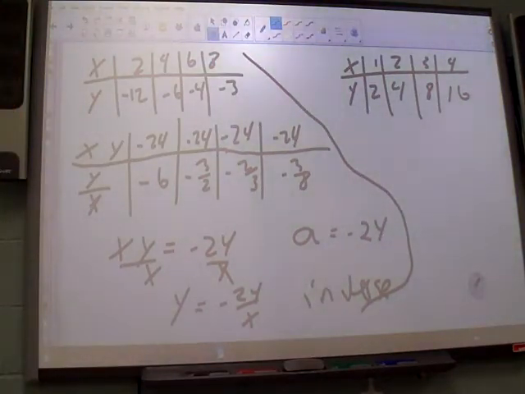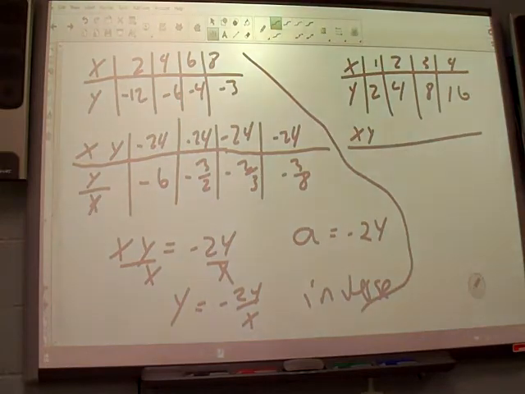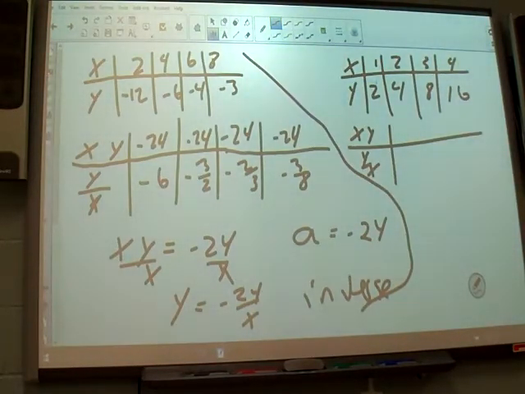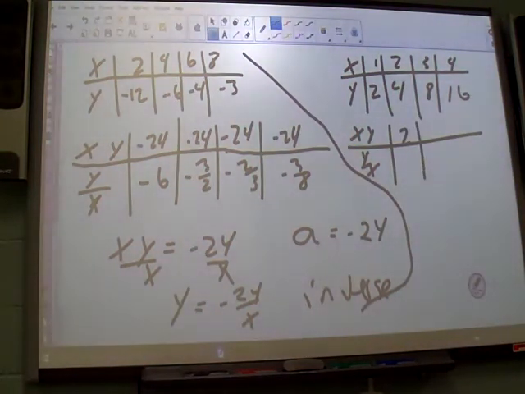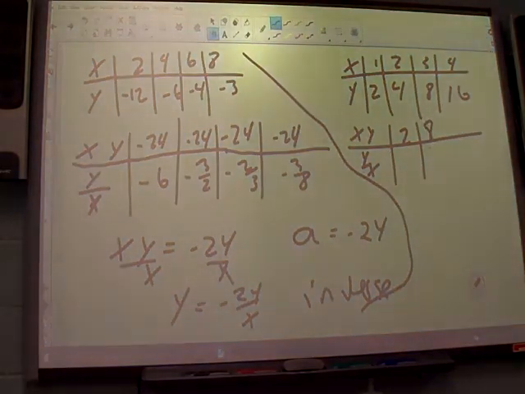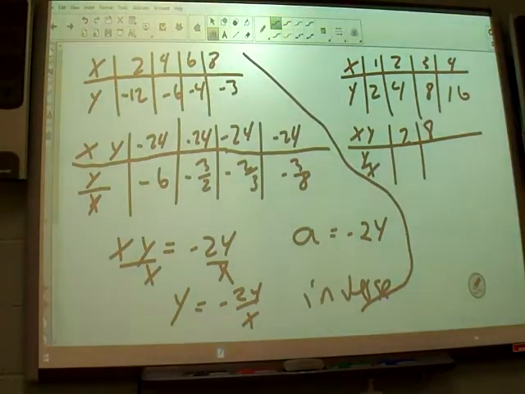Okay? So I'm going to make me a column for X times Y. I'm going to make me a column for Y divided by X. Alright, so X times Y. 1 times 2 is 2. 4 times 2 is 8. I'm going to stop there, because I already know it's not the same every time, right?